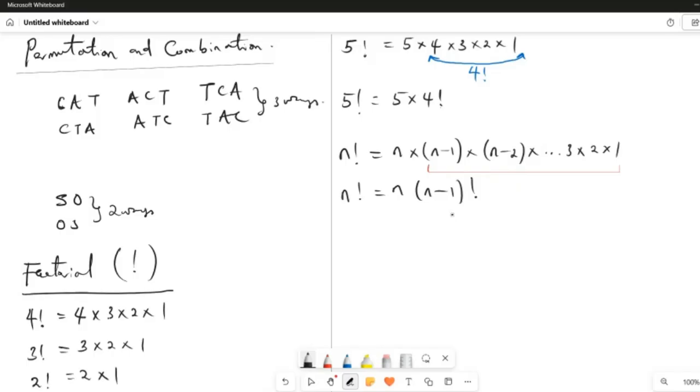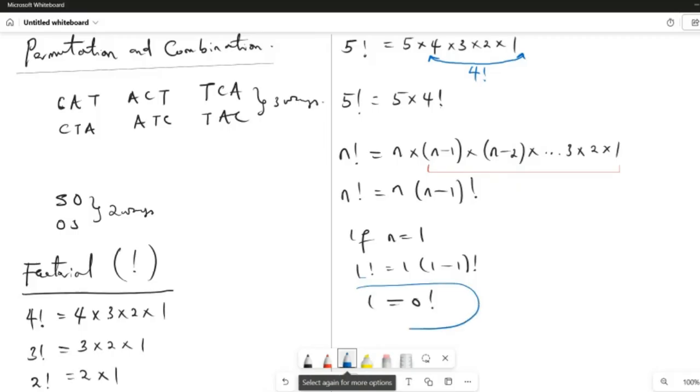And it is from this that we now realize that if n equals 1, it means 1 factorial will be equal to 1 multiplied by 1 minus 1 factorial. So of course, 1 factorial is 1. Do you get? 1 times 1 minus 1 is 0, so this is 0 factorial. So 0 factorial is 1. This is another thing we need to note: 0 factorial is equal to 1. Do you understand that now?